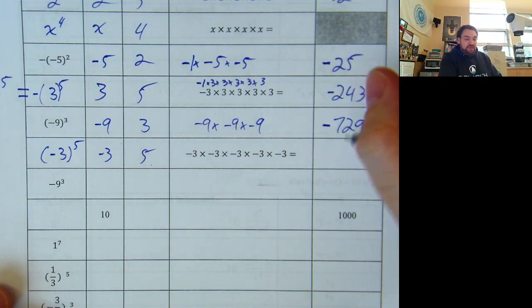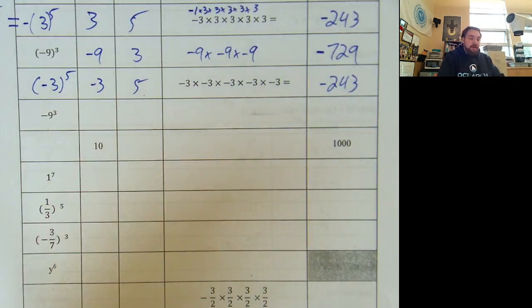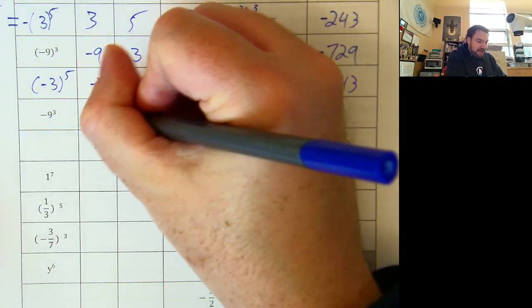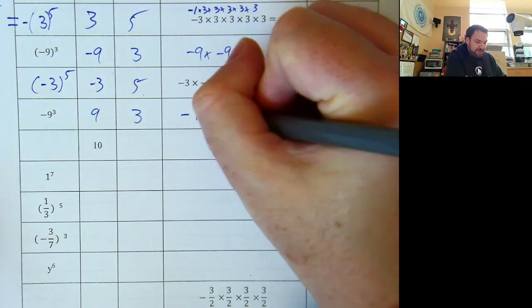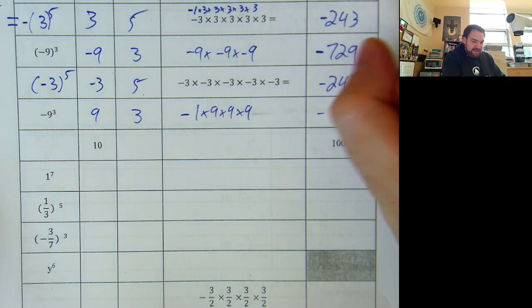Gentlemen over here, you're following along, yes? Okay. The negative's not part of it, so this is just going to be 9 to the power of 3, negative 1 times 9 times 9 times 9, which of course is going to be negative 729.